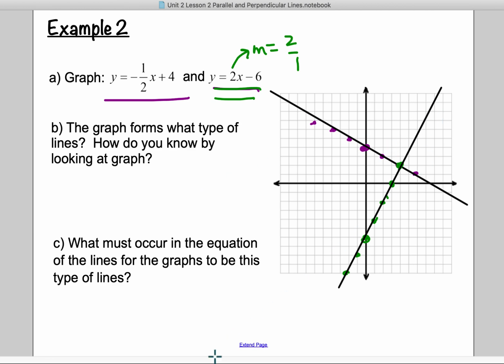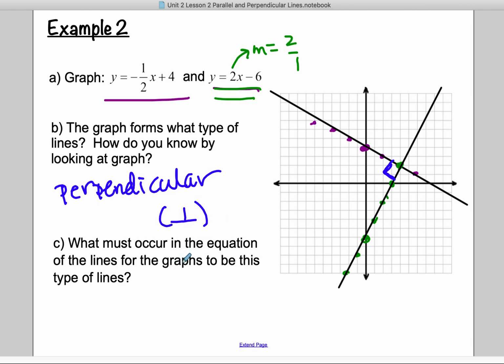The graph forms what type of lines? In this case, these are perpendicular. The reason I know they're perpendicular is that they are meeting at a 90-degree angle. And I can tell, like I said, by looking at the graph. Remember our symbol for perpendicular, it's kind of that upside down T.